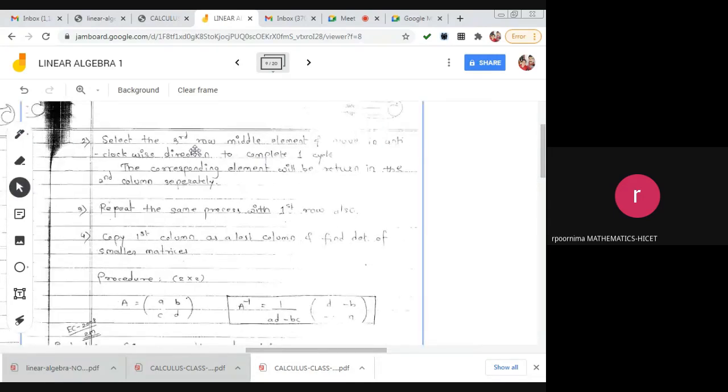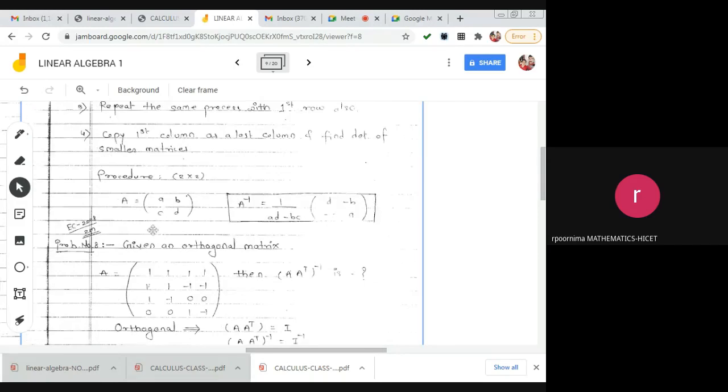So select the third row middle element, moving in the same anti-clockwise direction to complete one cycle. The corresponding element will be written in the second column separately. Repeat the same process with the first row also. Copy the first column as the last column and find the determinant of the smaller matrices.